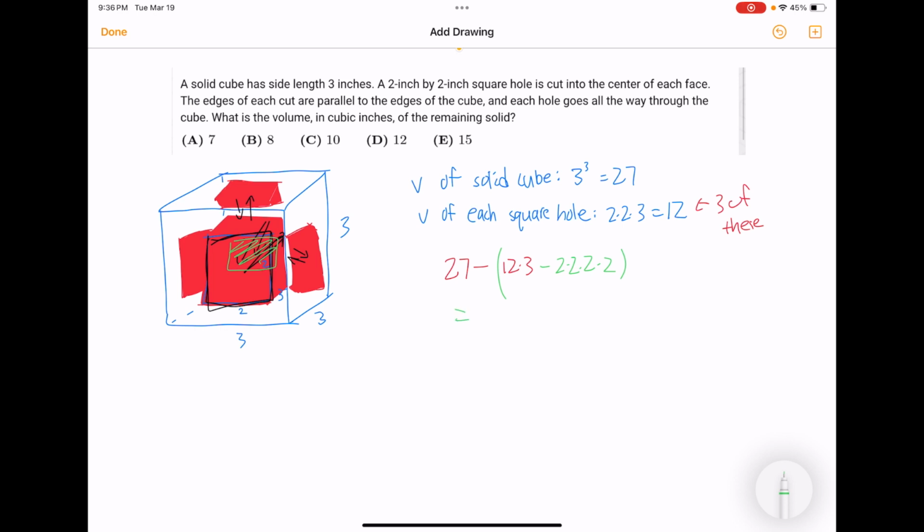And so simplifying this, it would give us 27 minus 29, it would give us 7. And so therefore the answer is A, 7.